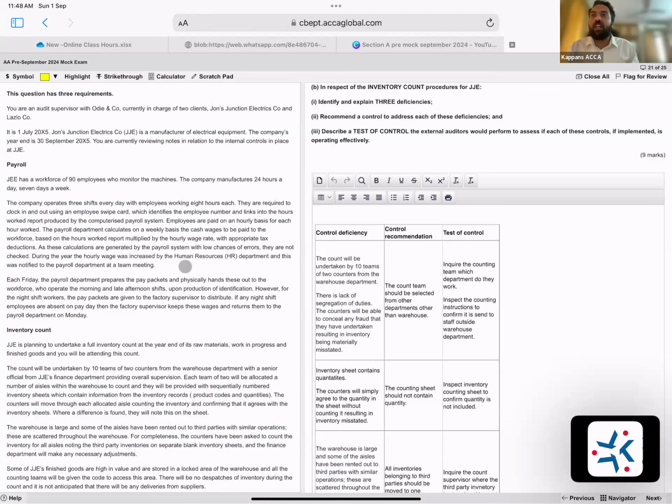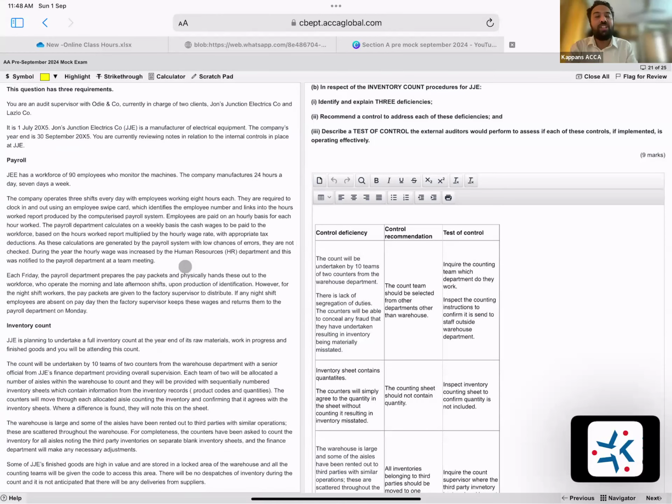So now the inventory count. Let's identify 3 deficiencies, explain it, provide a recommendation, and state how to test this control. Reading the first paragraph of inventory count: JJE is planning to undertake a full inventory count at the year end of its raw material, work in progress, and finished goods, and you will be attending this count. The count will be undertaken by 10 teams of 2 counters from the warehouse department, with a senior official from JJE's finance department providing overall supervision.